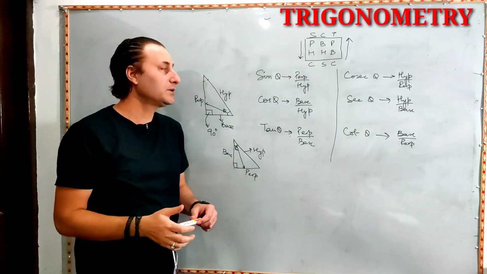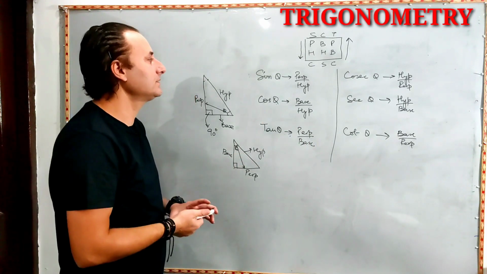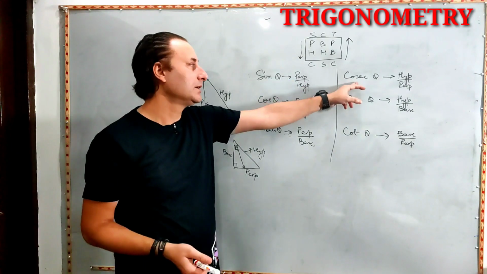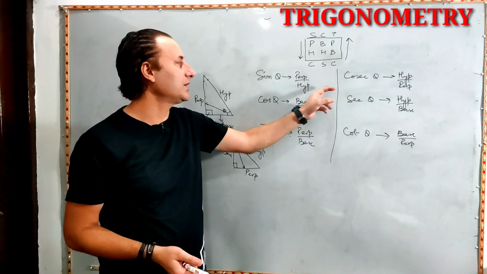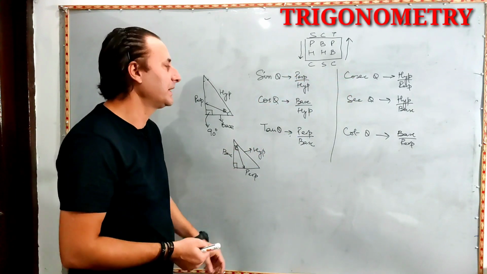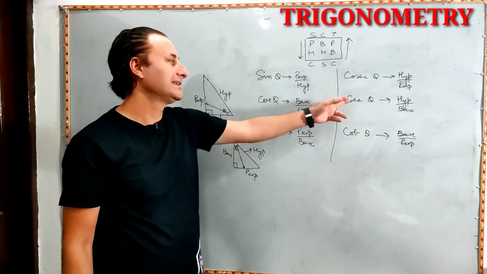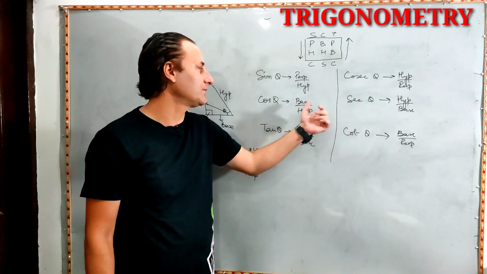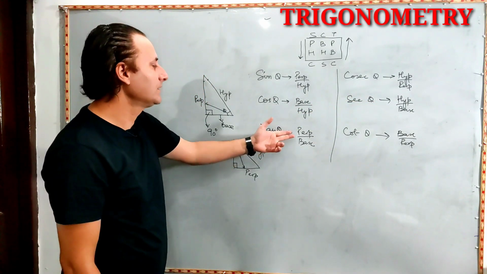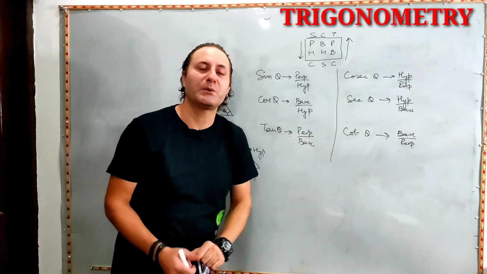Now again, in the beginning, as I said, these are related to one another. See here, sine theta is perpendicular upon hypotenuse. Then cosec theta becomes the reciprocal of this, hypotenuse upon perpendicular. Similarly, cos theta is base upon hypotenuse. Sec theta becomes the reciprocal of this, that is hypotenuse upon base. Then we have tan theta, it is perpendicular upon base. Here, cot theta becomes base upon perpendicular.